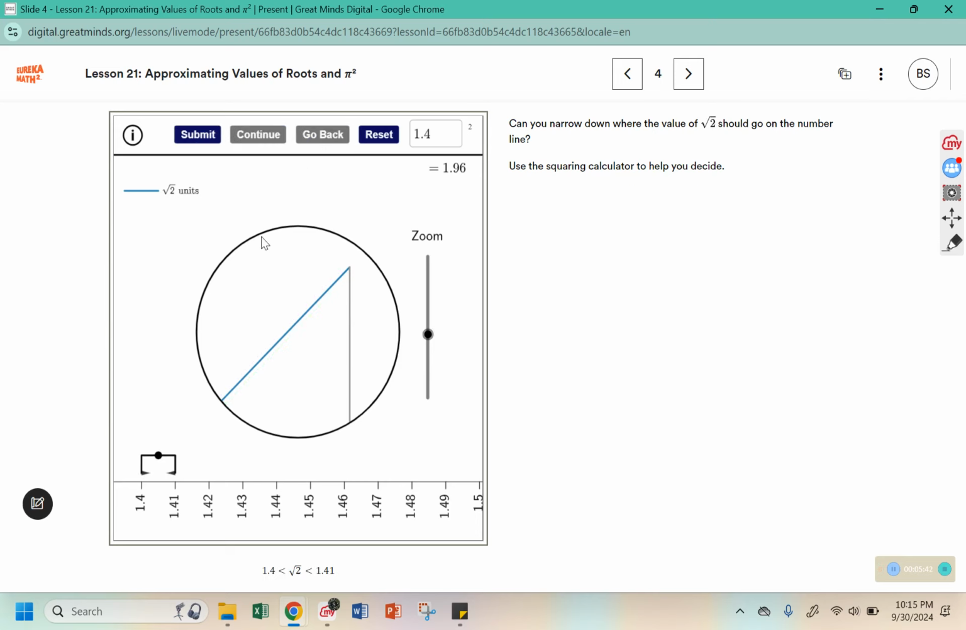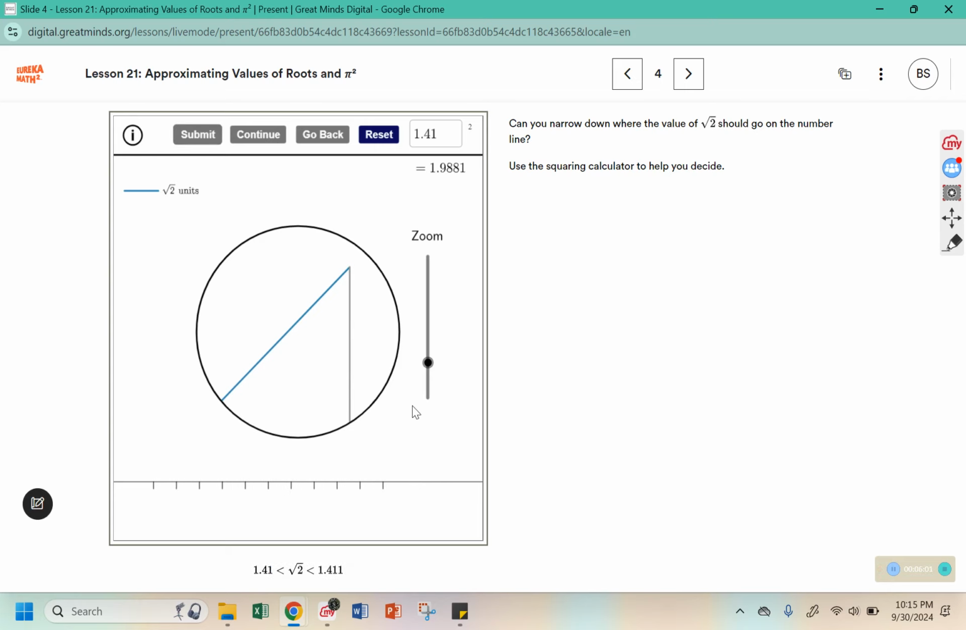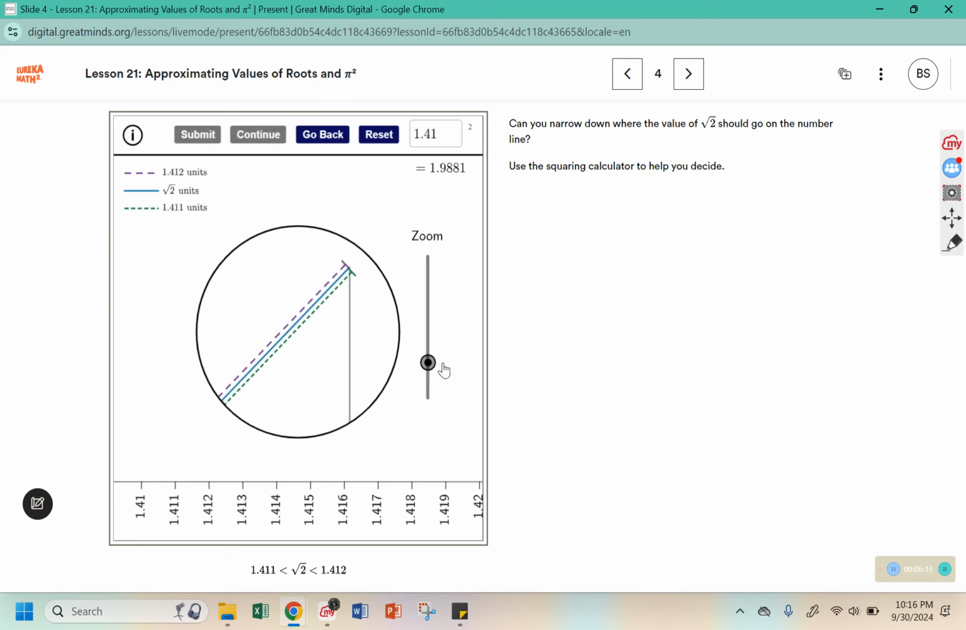Both of those are too short. That appears to have one below and one above, so I'm going to try for 1, and it's going to zoom in. Now I'm between 1.41 and 1.42. You can see those are both too short. So go back and increase it.